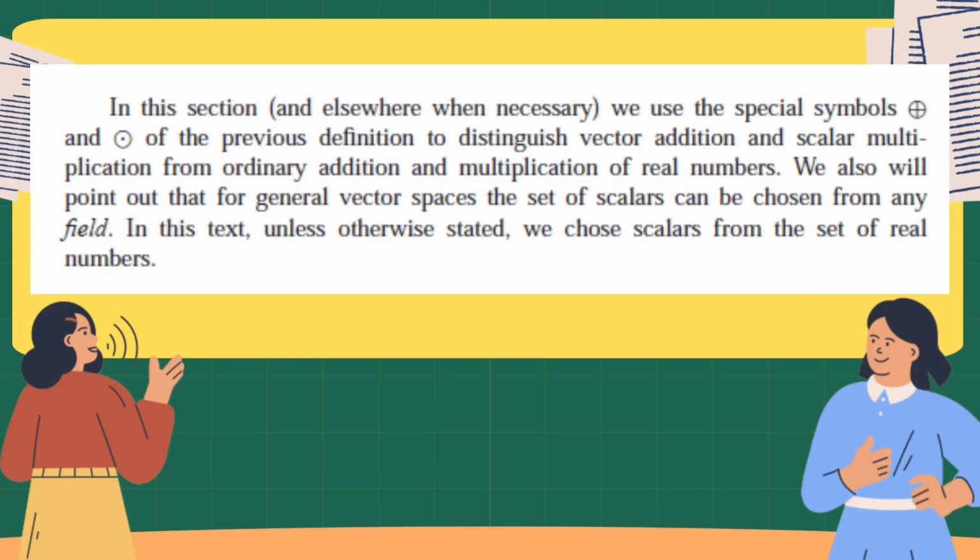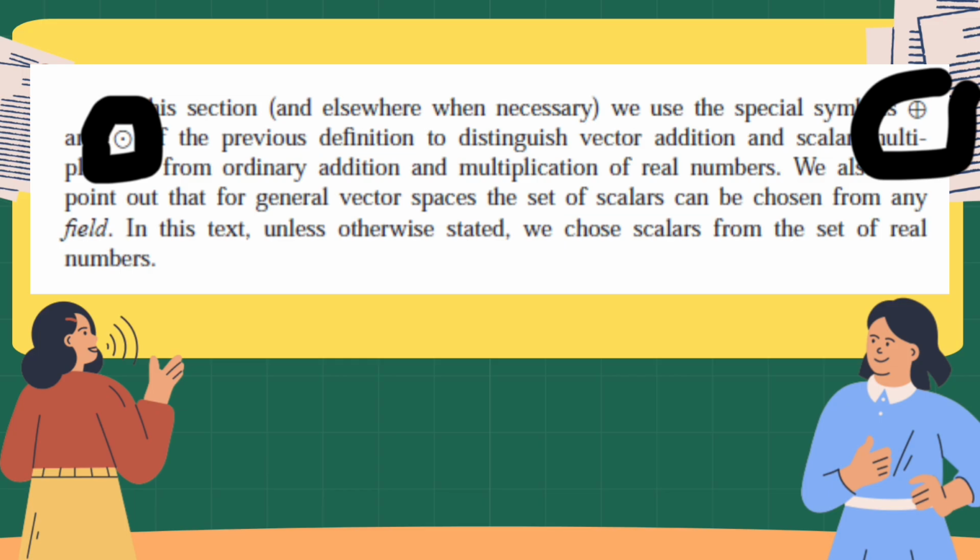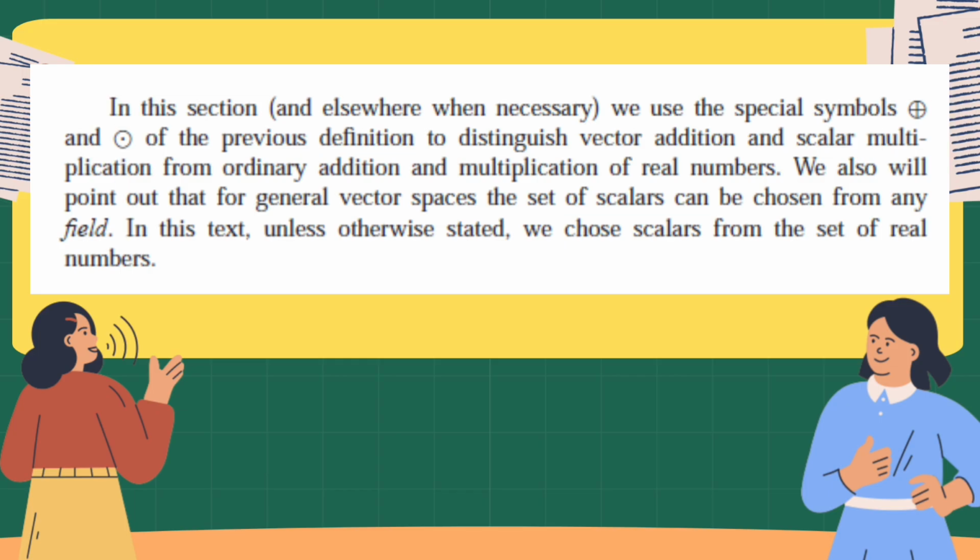In this section, we use special symbols for the plus and multiplication. This is to remind us that these operations might not be the ordinary ones. We also point out that for general vector spaces, the set of scalars can be chosen from any field.